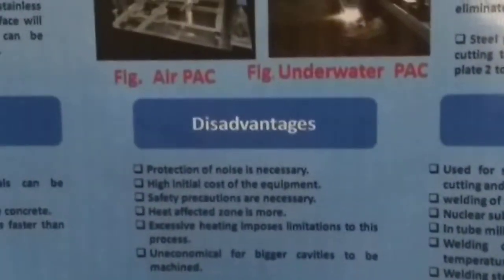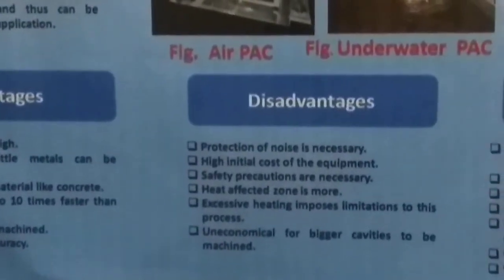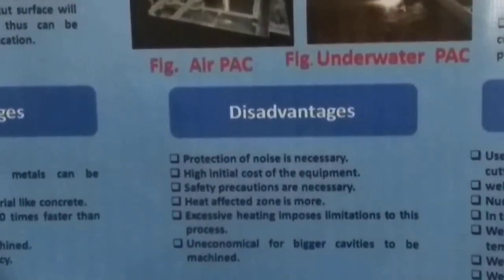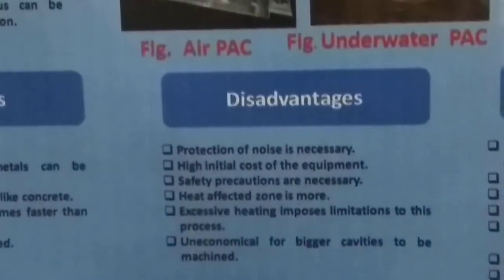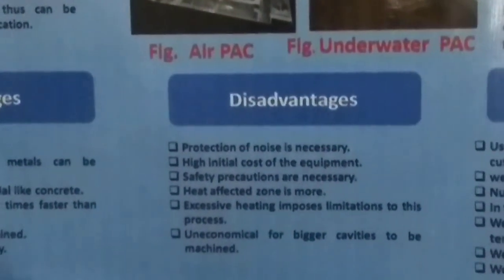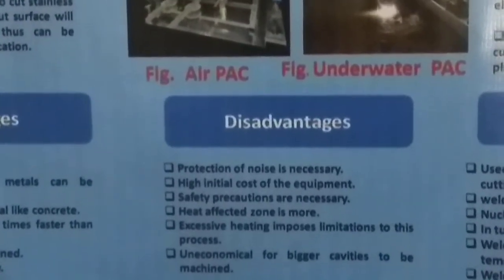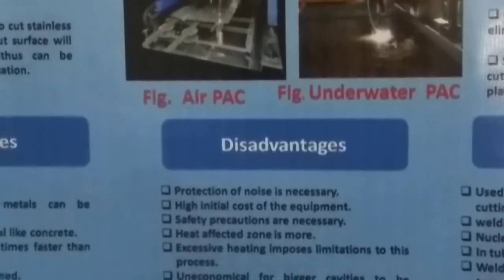Here are some disadvantages of plasma arc machining. Protection from noise is necessary. Second, high initial cost of the equipment. Then safety precautions are necessary. The heat affected zone is larger. Excessive heating imposes limitations on this process. It is uneconomical for machining bigger cavities.